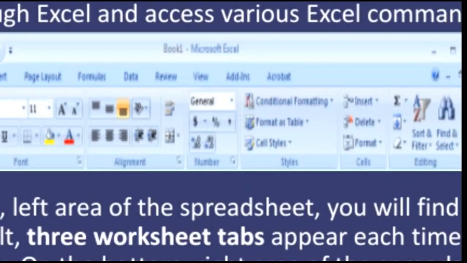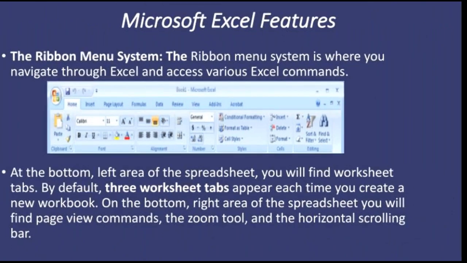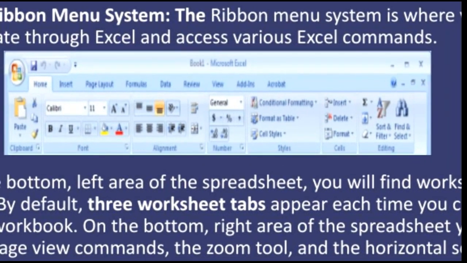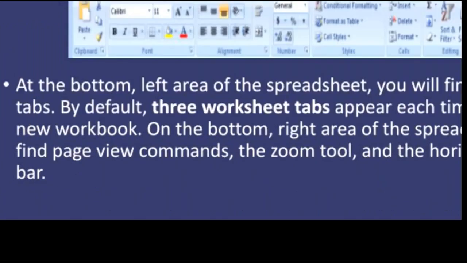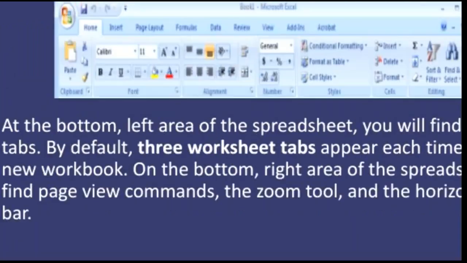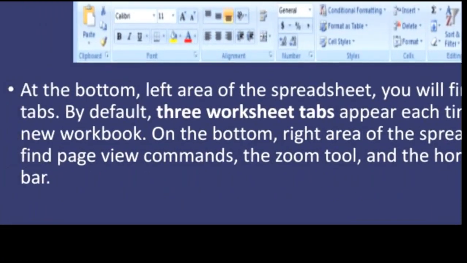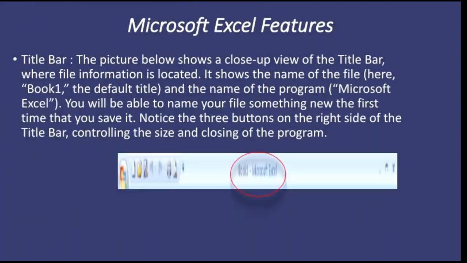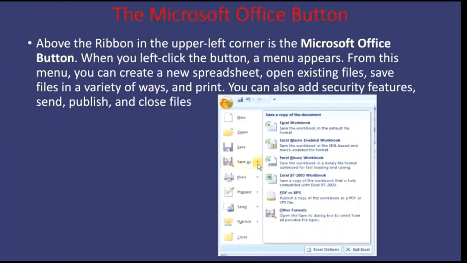Everything inside the ribbon, you can get there. The ribbon menu is where you navigate through Excel and access various commands. And at the bottom left area of the spreadsheet, you find the worksheets, which I showed you, by default three worksheets, which I showed you earlier.